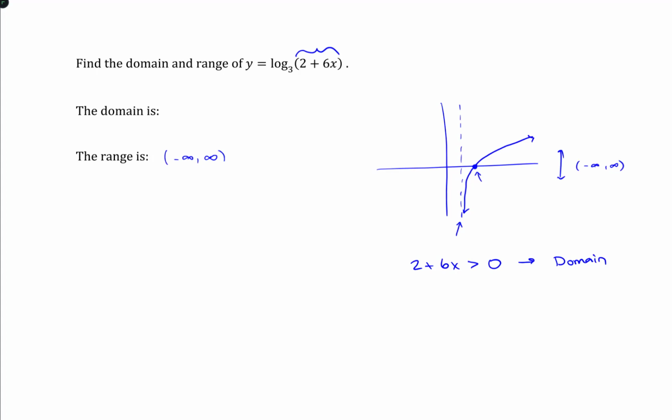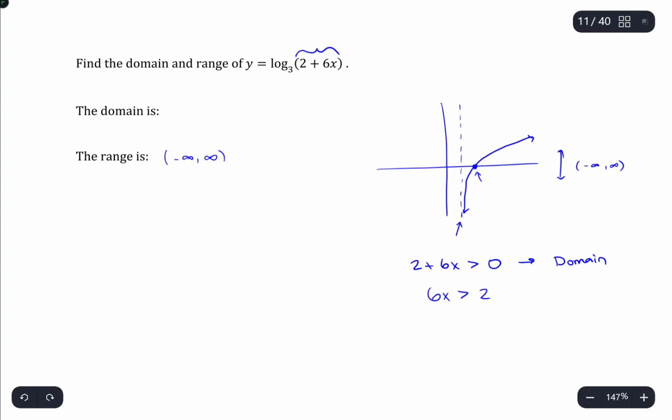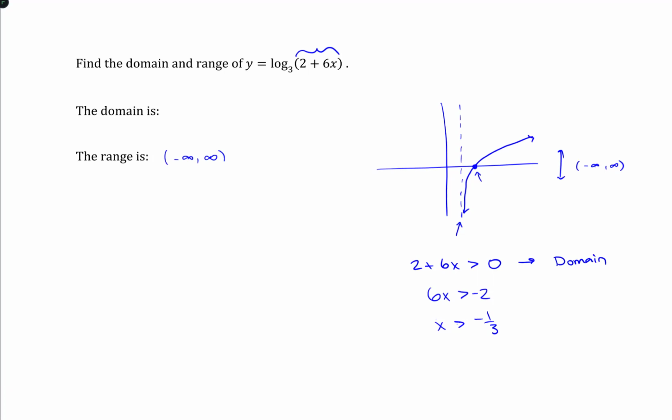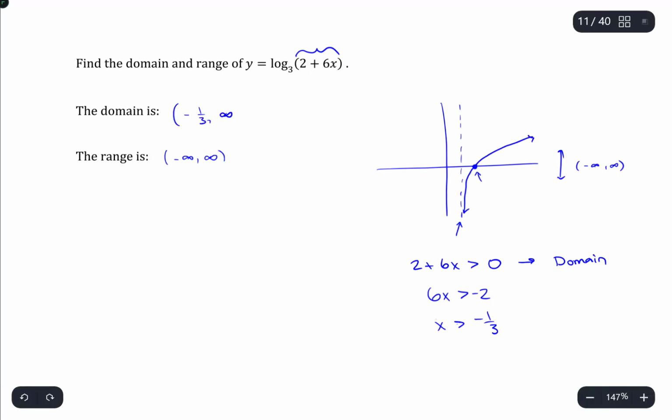Let's see what happens. If I subtract 2 from both sides, I get 6x is greater than negative 2, sorry. Then if I divide through by 6, that would tell me that x is greater than negative 1/3. So the domain would be from negative 1/3 to positive infinity.